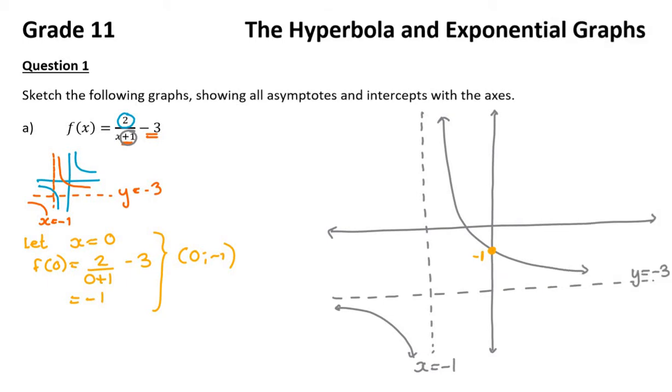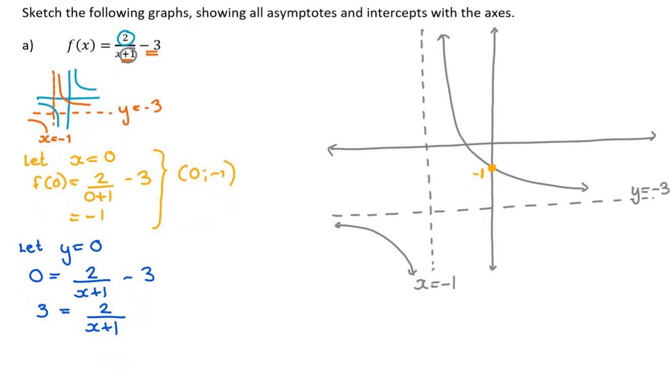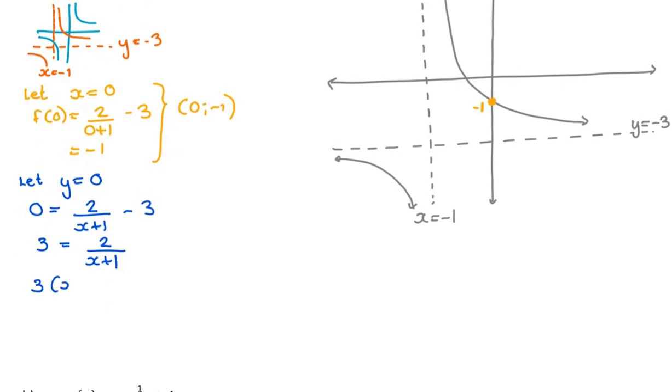Okay, let's find our x-intercept. In order to find our x-intercept, we're going to let y be equal to 0. So if y is 0, 0 equals 2 over x plus 1, minus 3. Remember, I like to put one term on each side before I multiply by x plus 1. So then that becomes 3(x plus 1) equals 2. So 3x plus 3 equals 2. Subtract 3 from both sides, and divide by 3, which means that over there is -1/3.